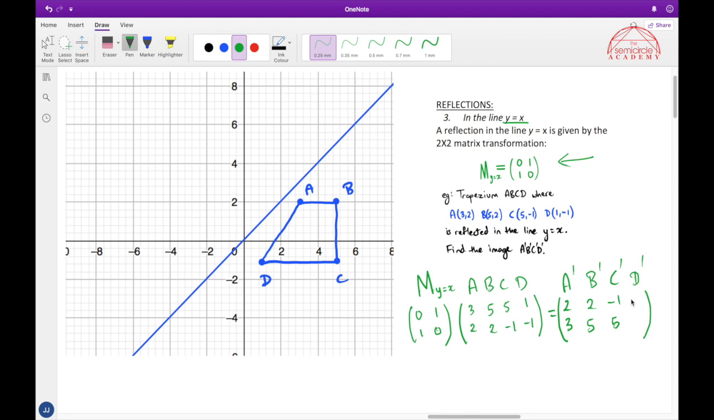And for D prime, we got negative 1 and positive 1. So let's draw this little sketch on our diagram here and see what it looks like. We have A prime being 2 on the x and 3 on the y, which puts it about here, A prime.